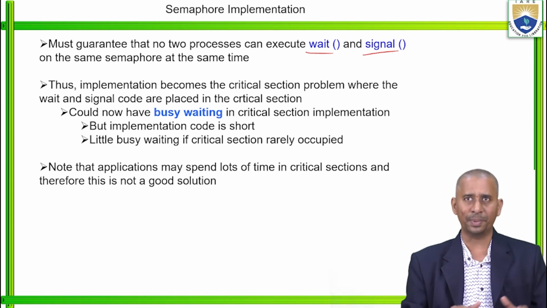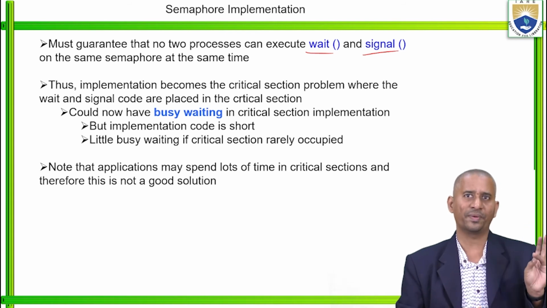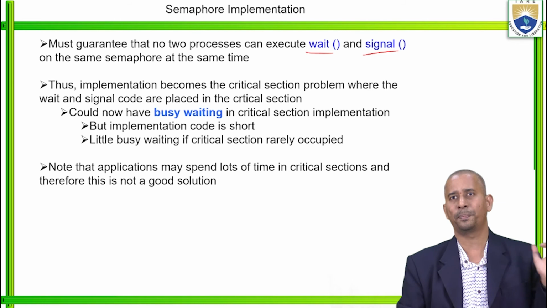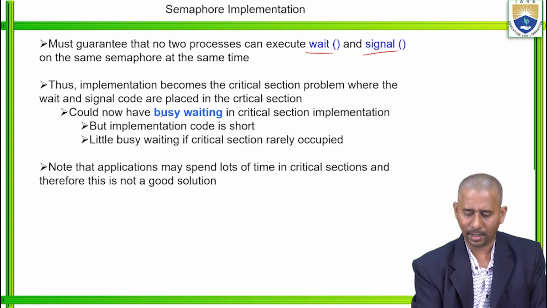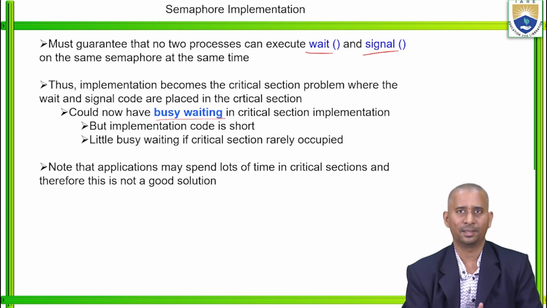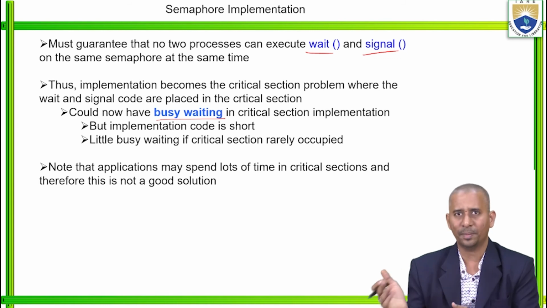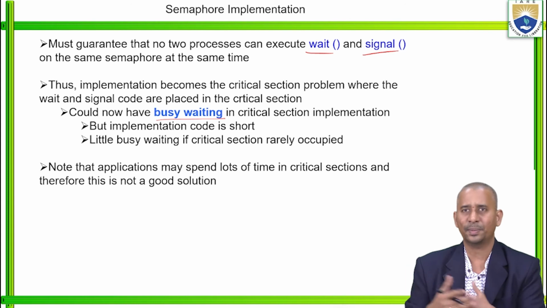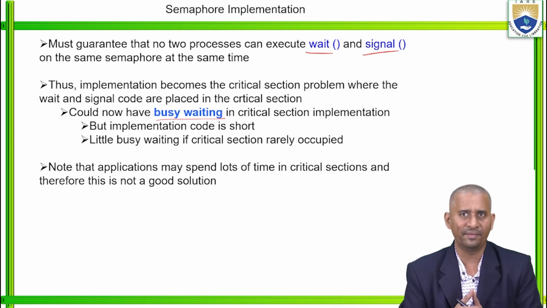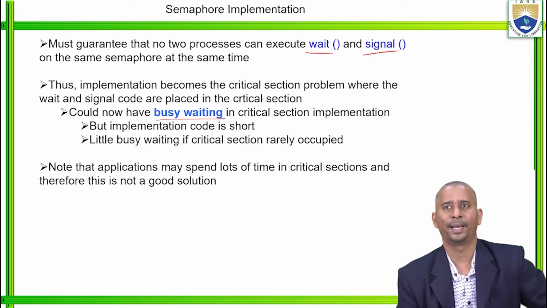So that's why here the implementation becomes the critical section problem, where both wait and signal code are placed in the critical section. So what happens here? We have busy waiting in the critical section implementation because the implementation code is very short. So each and every process which is ready to access that critical section has little busy waiting if the critical section is rarely occupied, right?